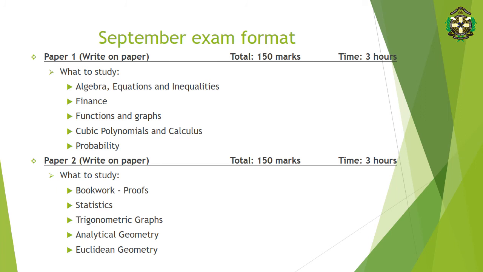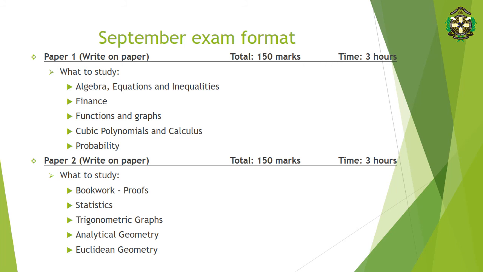Functions and graphs is a topic on its own, and cubic polynomials and calculus is also a topic on its own. So 2/3, like 50-50 marks, if you think of it. Then the rest of the 50 marks comes from the other three topics, the first two and the last one, which is probability. Then in paper 2, there is what we call bookwork.